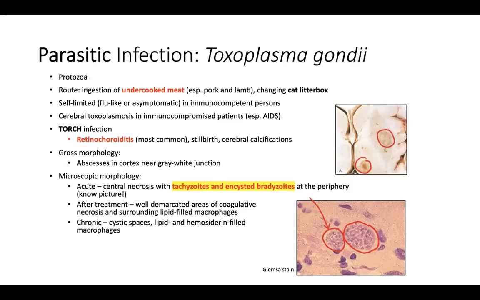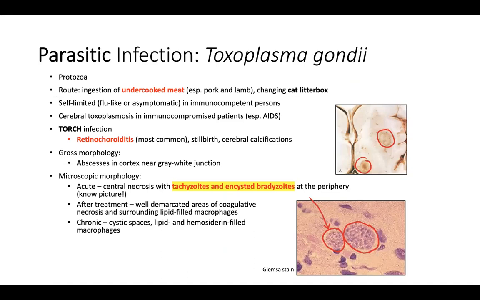Toxoplasmosis. Ingestion of undercooked meat like pork or lamb, and cat feces. So changing cat litter boxes. So it's a TORCH infection. That is an infection that can cause problems to a baby in utero. So pregnant women should not change litter boxes.